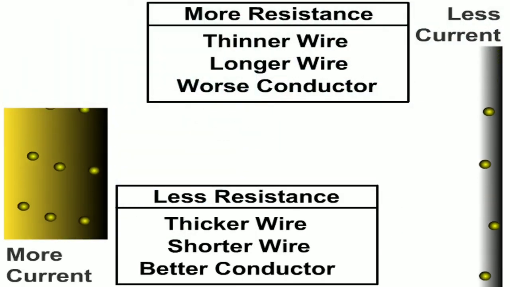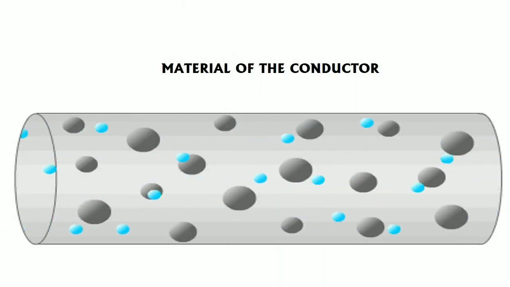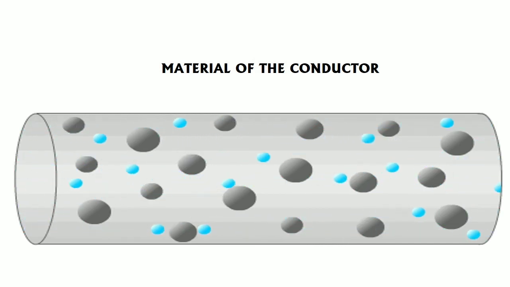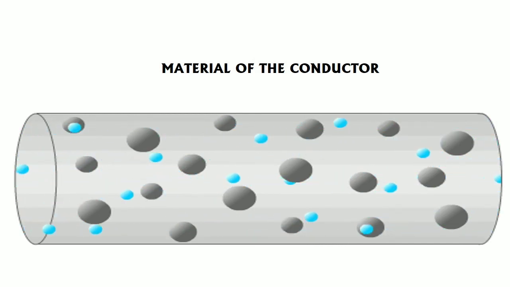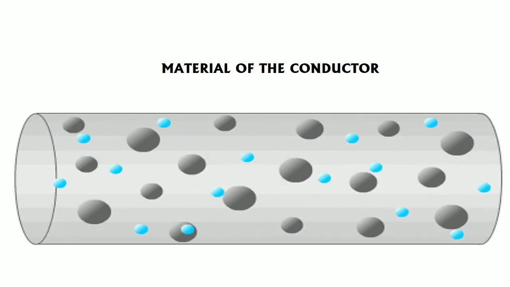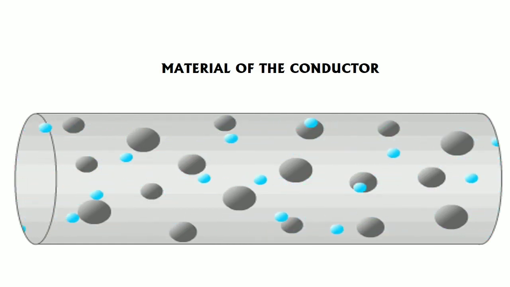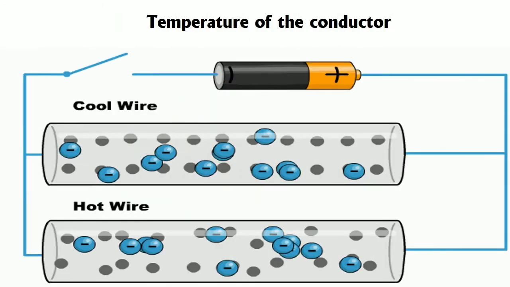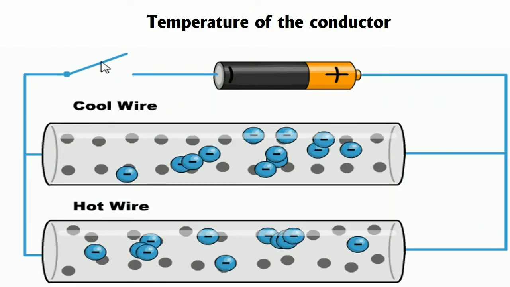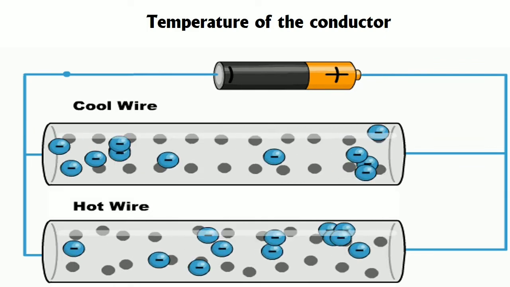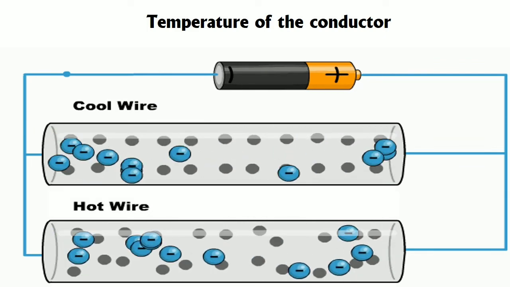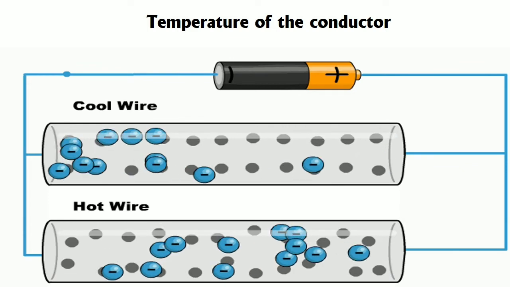As we have observed in the experiment, a thinner and longer wire offers more resistance while a thicker and shorter wire offers less resistance. Resistance also depends on the material of the conductor. That is, resistance offered for the free flow of electrons is different for different materials. Electrical conductivity of metals is high but decreases as the temperature increases, since the vibrations of the atoms make the passage of electrons more difficult.